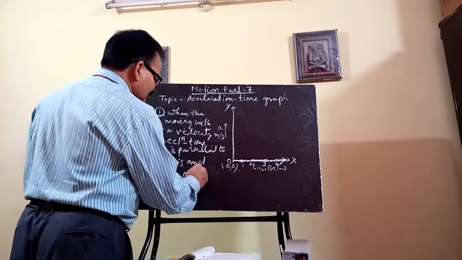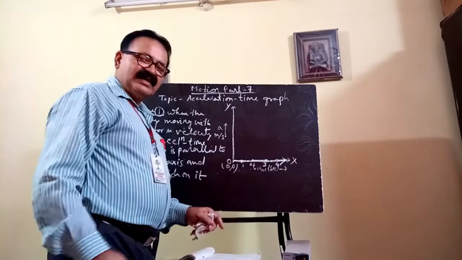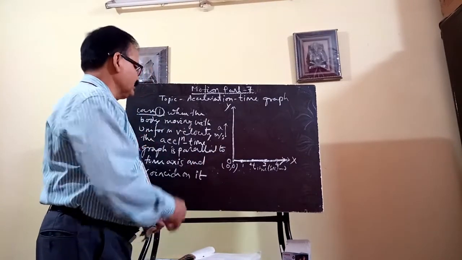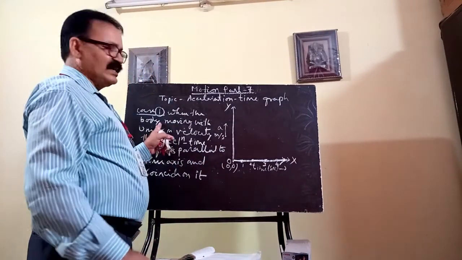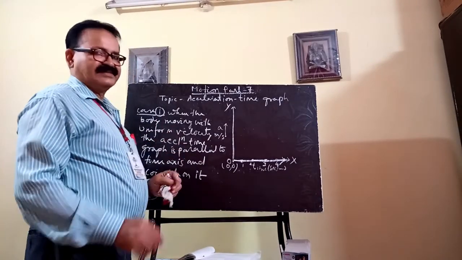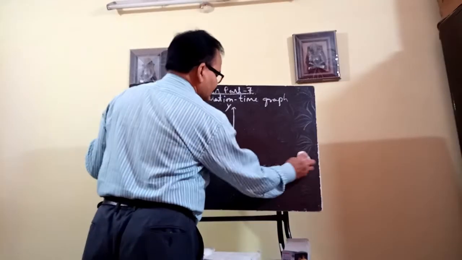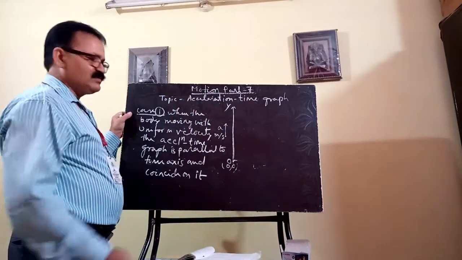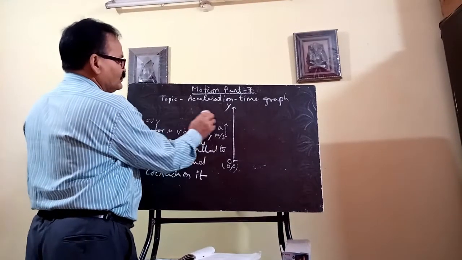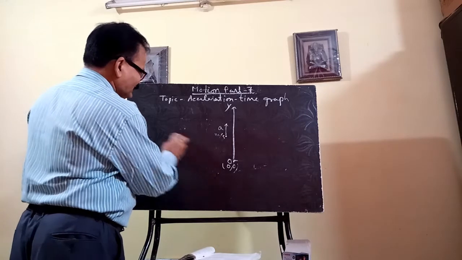So that means the graph overlaps on the time axis itself. This is the case when the body is moving with uniform velocity. Clear? Okay. Now I will remove it. For next, case 2, I will explain right now.